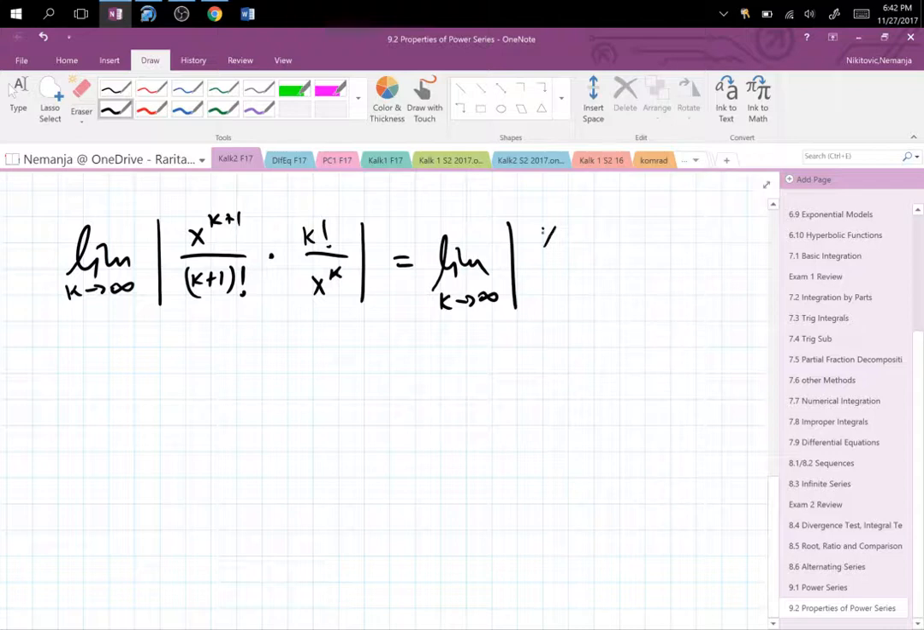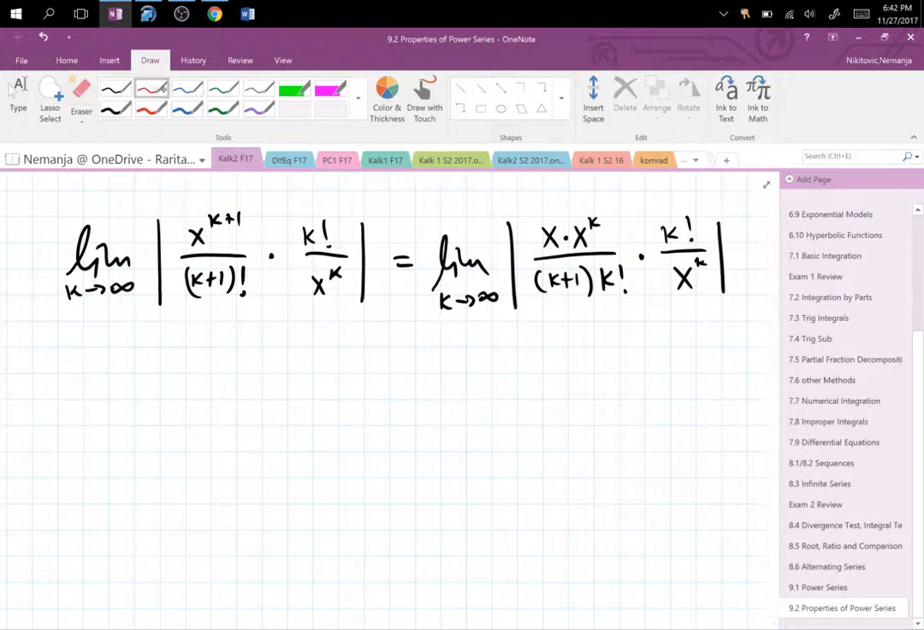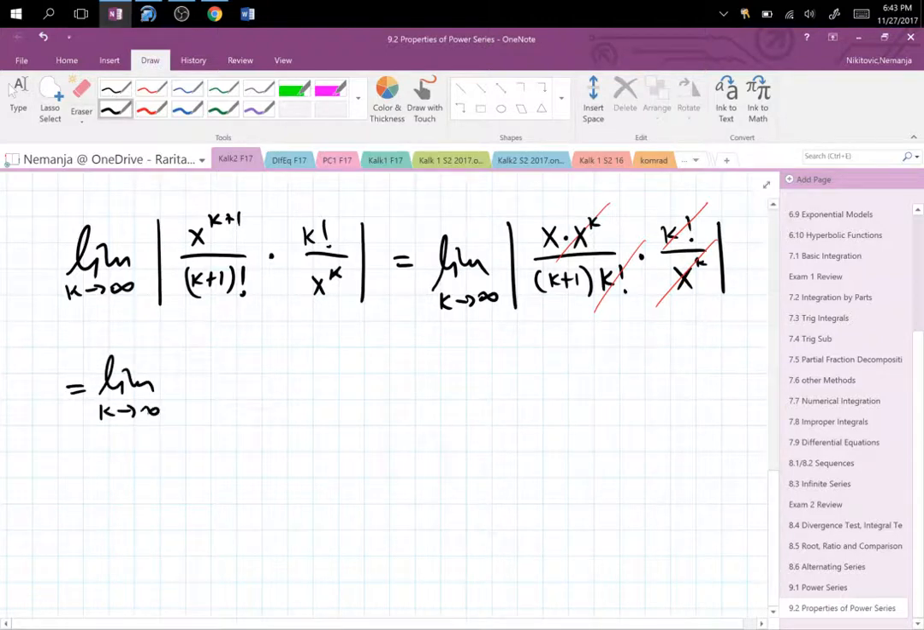All right, peel off. So x times x to the k over k plus 1 times k factorial, times k factorial over x to the k. X to the k, x to the k, k factorial, all dies. And we are left with the limit as k goes to infinity of absolute value of x over k plus 1.